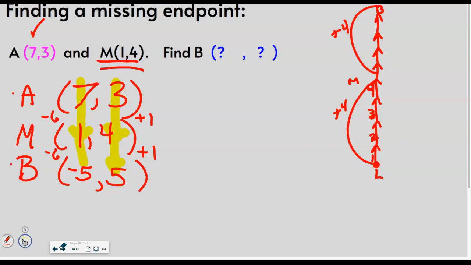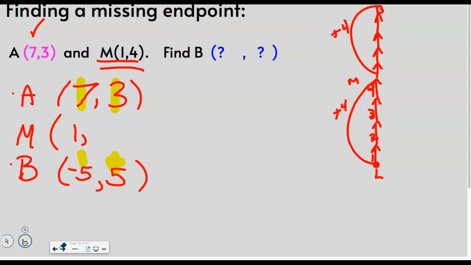Now watch, that middle was (1, 4). So let's use our midpoint formula to see if we did that correctly. Our midpoint formula says that we add the x's, 7 plus -5 is 2, and divide by 2. We average the y's, or add them, 3 plus 5 is 8, and divide by 2. So see how when you're given a midpoint, you can get the other endpoint by just continuing to walk.